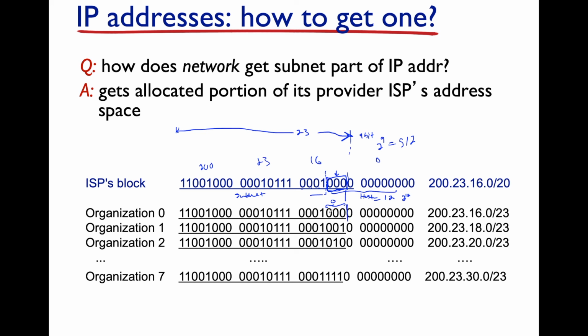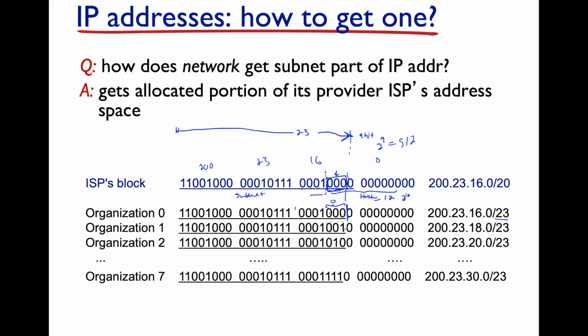So the first one's 000, the next one is 001, and then 010, for 0, 1, 2, 3, and so forth. So now you're going to represent these using binary numbers for that third 8-bit representation, and you're going to set the subnet mask appropriately for that subnet portion for those IP addresses carved out of your own address space. So here we have 223.16.0, subnet mask of 23, 223.18.0. Now this is really important.